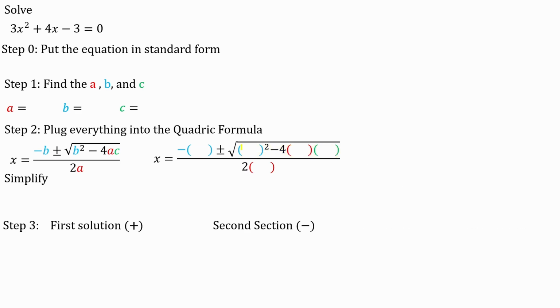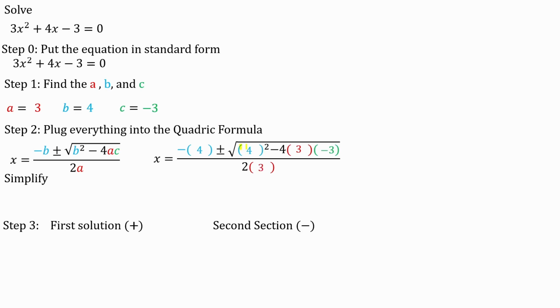The next problem, I get 3x squared plus 4x minus 3 equals 0. That's already in standard form. My a is 3, my b is 4, my c is negative 3. I can now plug everything into the quadratic formula. It is negative 4 plus and minus radical 4 squared minus 4 times 3 times negative 3. That's all over 2 times 3.